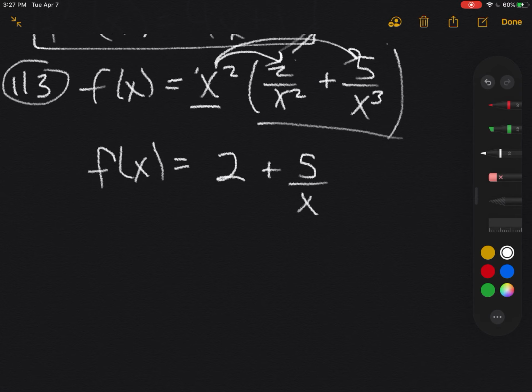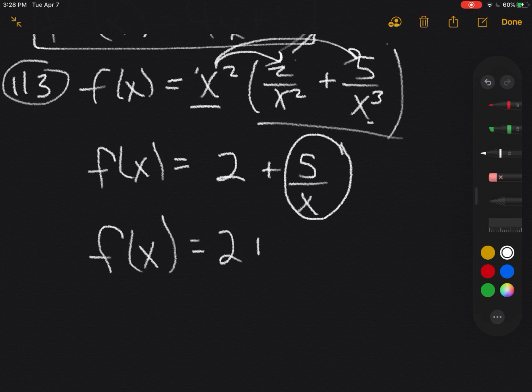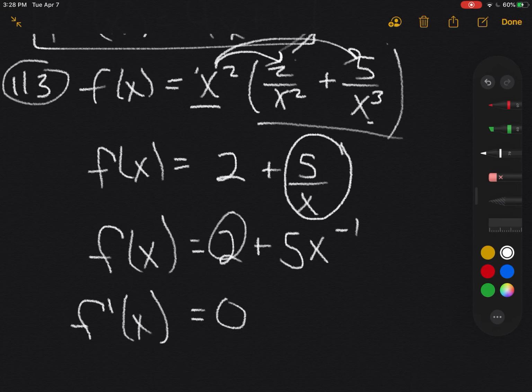And that's because when I multiply the x squared into my first term, I have x squared divided by x squared. And when I multiply it in here, I'll have x squared divided by x cubed, which will leave an x on the bottom. Okay, so now I can take f prime of this, but remember how before I used the negative exponent law so I could use the power rule? I'm going to do that again. F of x is equal to 2 plus 5 times x to the negative 1.